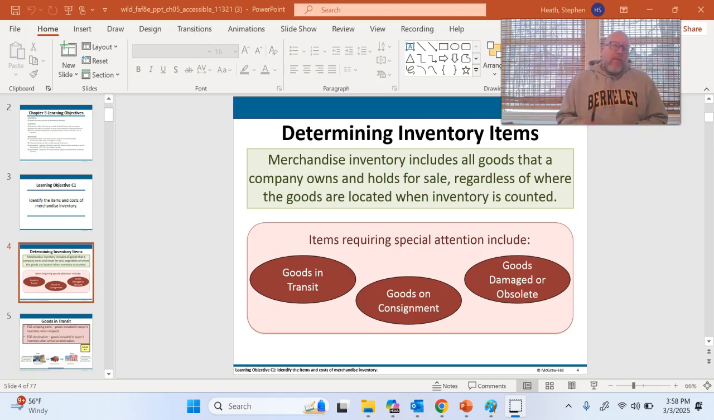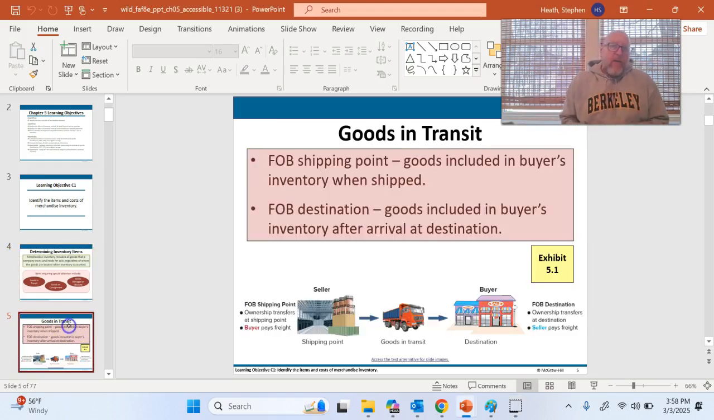And then goods damaged or obsolete, so we're clearly not going to include those. If we can't resell it, we don't want to include it in the cost of our inventory.